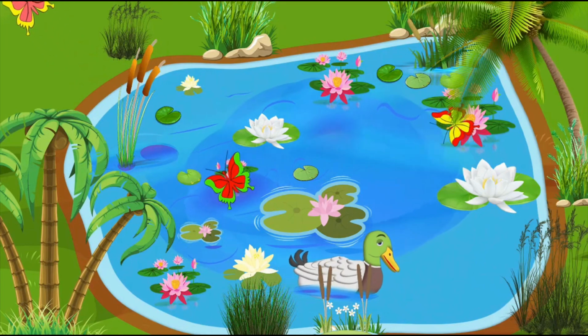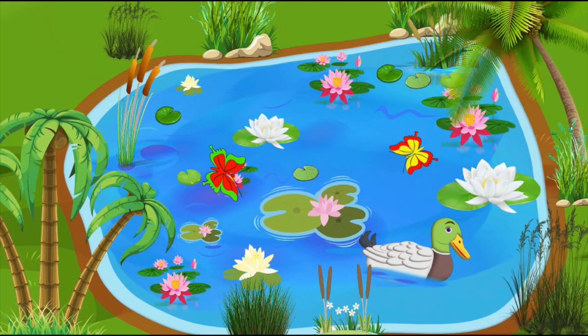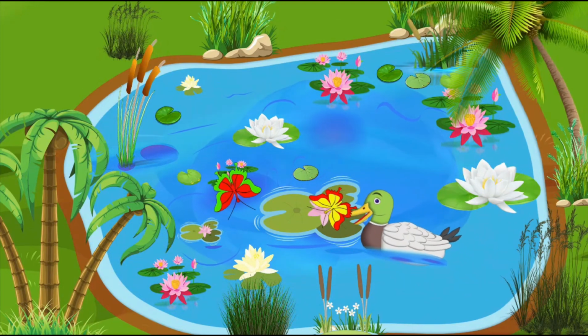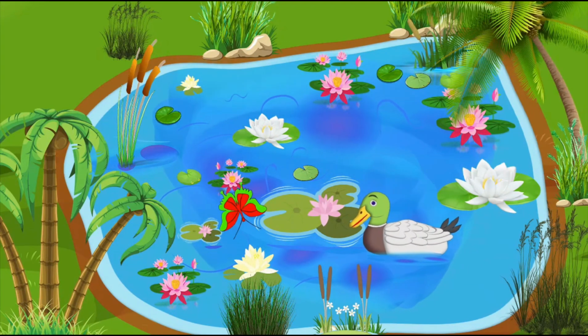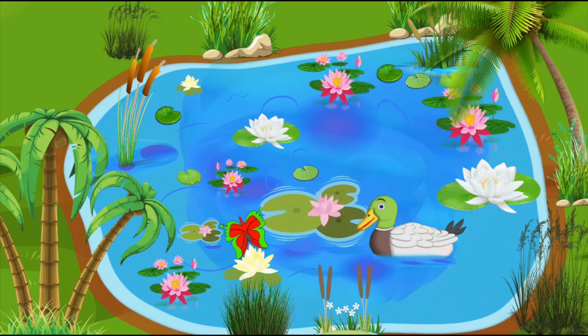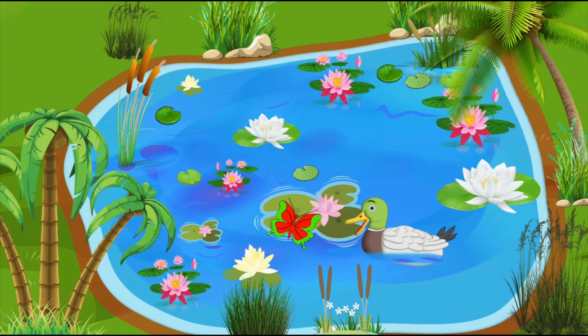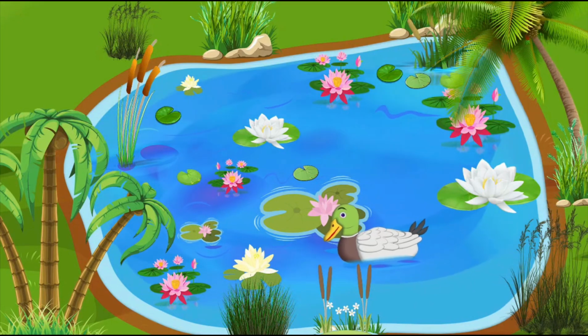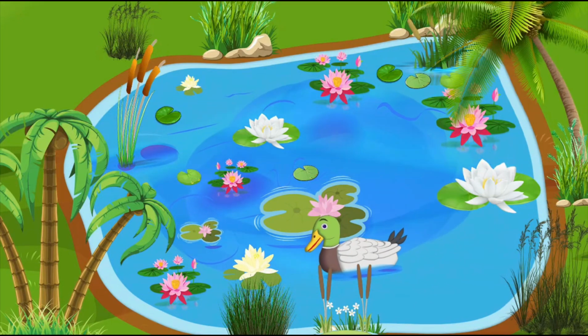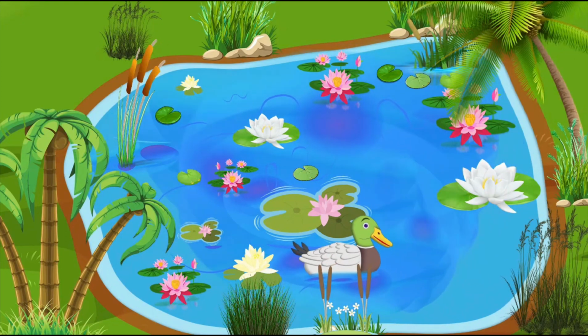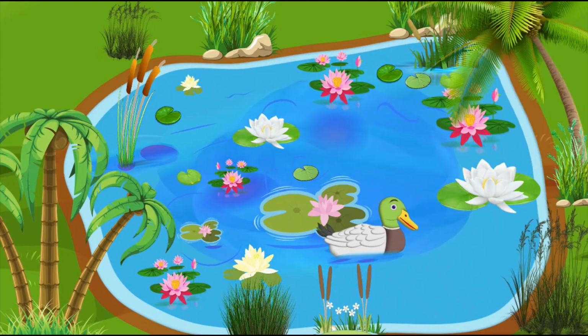Oops, the butterfly has escaped. It's okay. There are 2 more butterflies. Oh no, it has also escaped. There is only 1 butterfly left. The last butterfly has also escaped. The duck is looking very sad. It could not catch any butterfly.